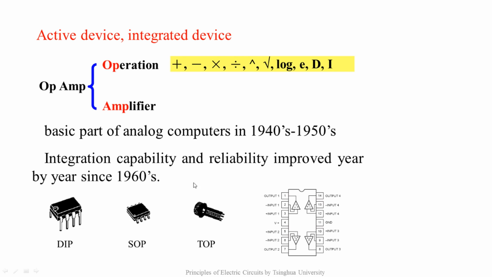These are some common op-amp encapsulation forms currently in the market. This is a DIP package, this is a SOP package, and this is a TOP package. This is an integrated chip of op-amp with a DIP package. You can see it integrates 4 op-amps. They use the same source and ground, which shows a high integration.